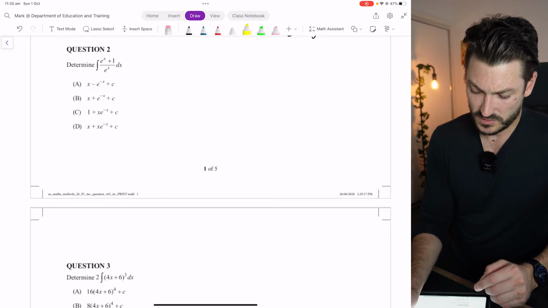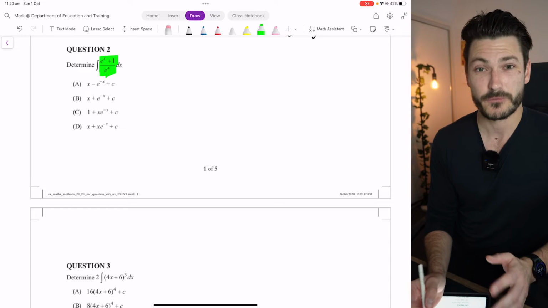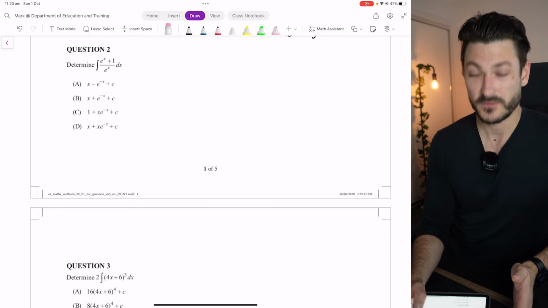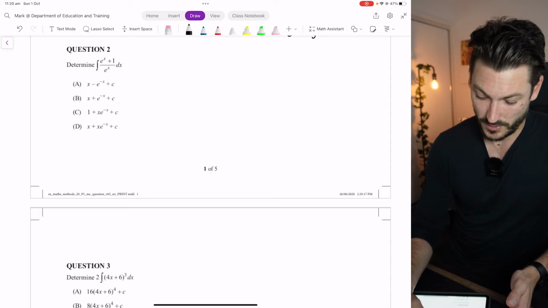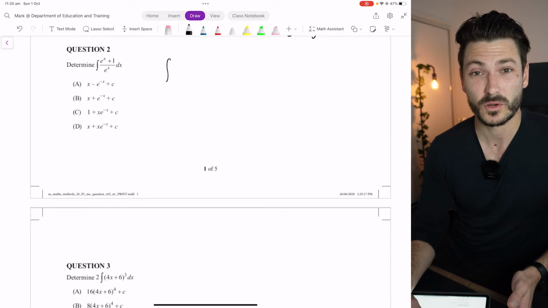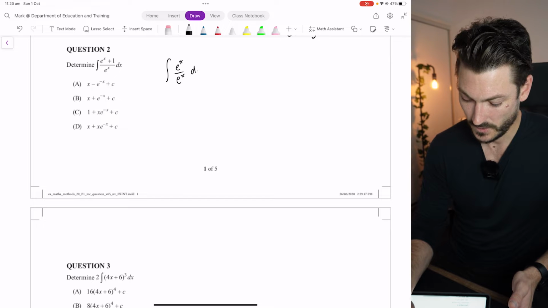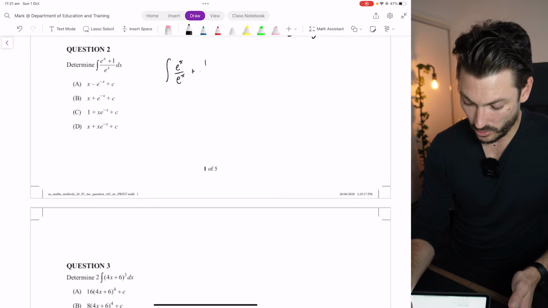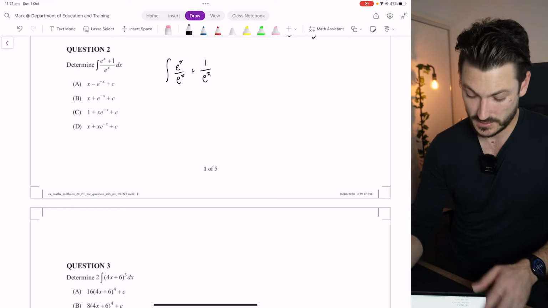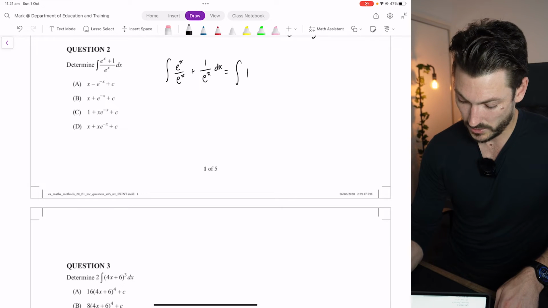Now, in the scope of the course, we don't have a skill to integrate a fraction like this. So we're going to have to split it up into two different fractions and then integrate it. So I can separate this fraction into e to the x on e to the x, which is just going to be 1, but I'll write it like this for now. And then, I won't write dx yet, I'm going to add on 1 over e to the x.